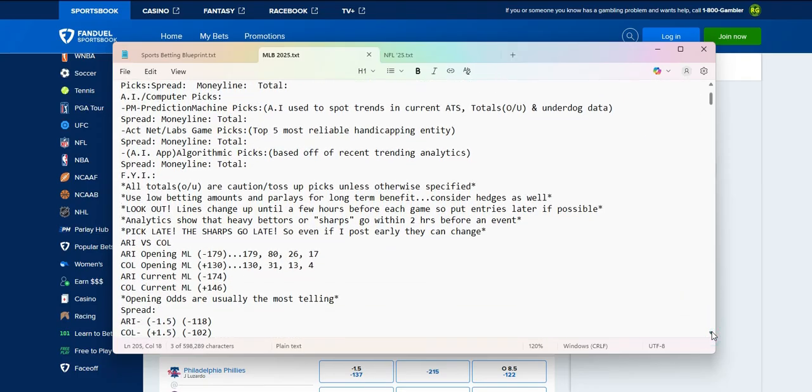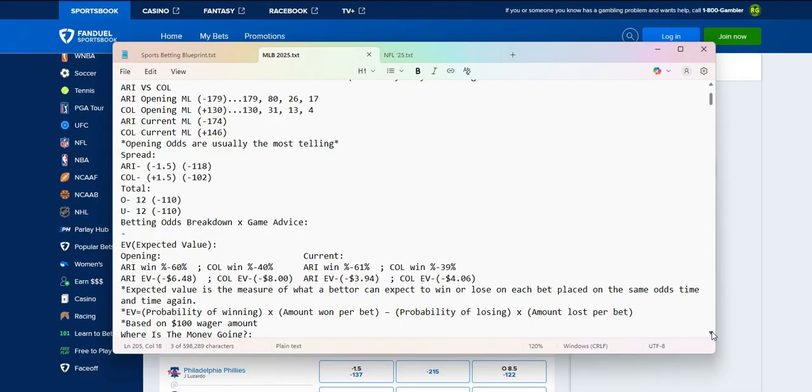Arizona versus Colorado. Diamondbacks versus Rockies. All right, Arizona opening money line minus 179 cost. Opening money line for Colorado plus 130. Arizona minus 174 cost. Colorado plus 146. Spread. Arizona minus 1.5 run, plus 1.5 for Colorado. Cost for Arizona on the run line minus 118 and minus 102 cost for Colorado.